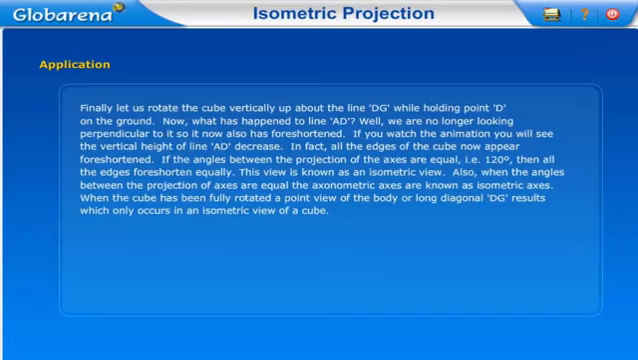If the angles between the projections of the axes are equal, that is 120 degrees, then all the edges foreshorten equally. This view is known as an isometric view. Also, when the angles between the projections of axes are equal, the axonometric axes are known as isometric axes. When the cube has been fully rotated, a point view of the body or long diagonal DG results, which only occurs in an isometric view of a cube.